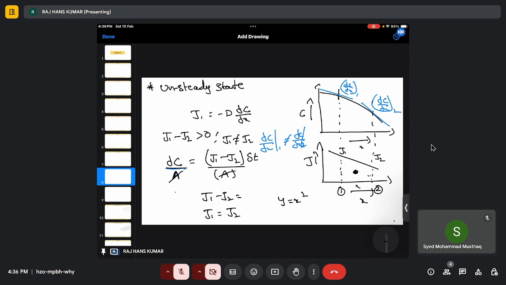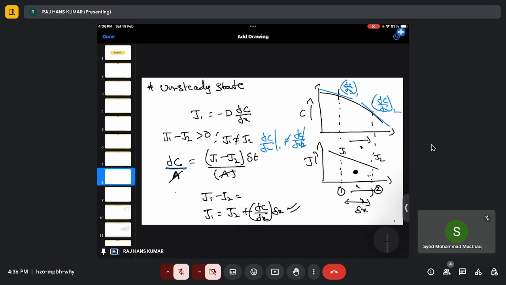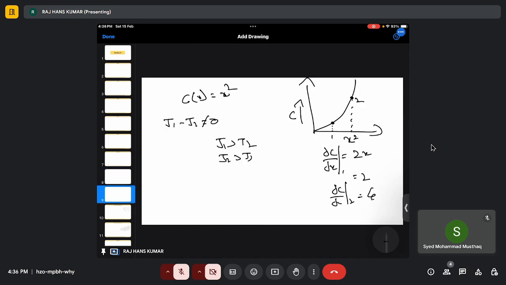J1 equals J2 plus dou C upon dou X into del X, right? So this is my del X. Let me remove this equation. Yeah. J1 equals J2 plus dou C upon dou X into del X. This is my differential equation or Taylor expansion approximation. Okay.